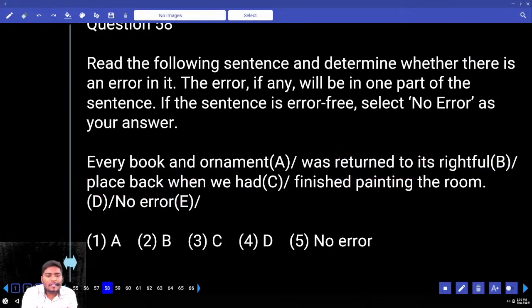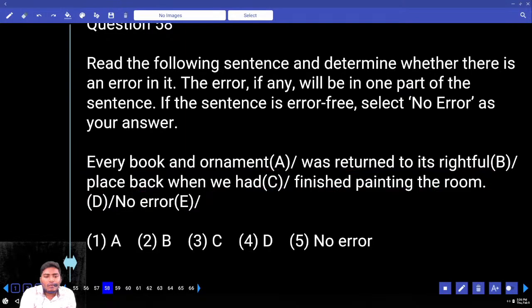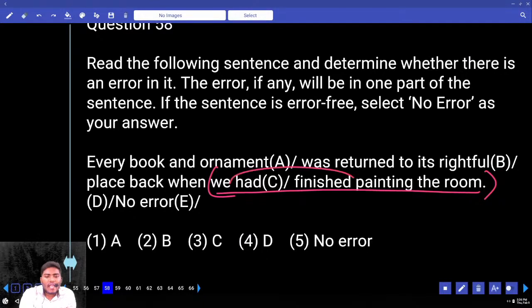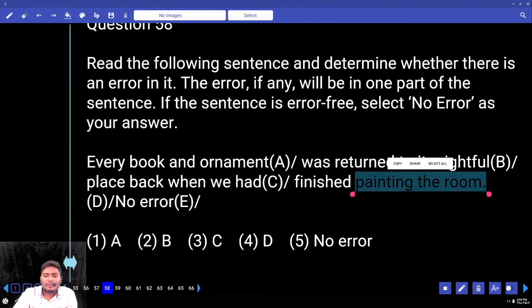Okay, now tell me the error. Every book and ornament was returned to its rightful place back when he had finished painting the room. Where is the error? Once look at this combination. He had finished painting the room. Is the sentence okay? We had finished, had is followed here by V3. When he had finished painting the room, is the sentence correct there? Why?